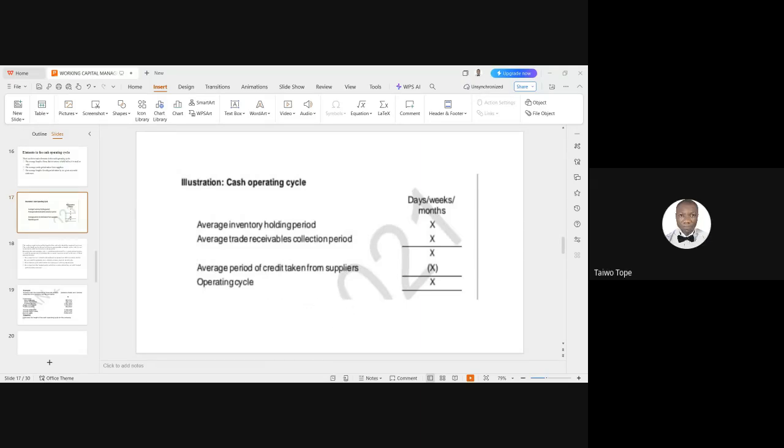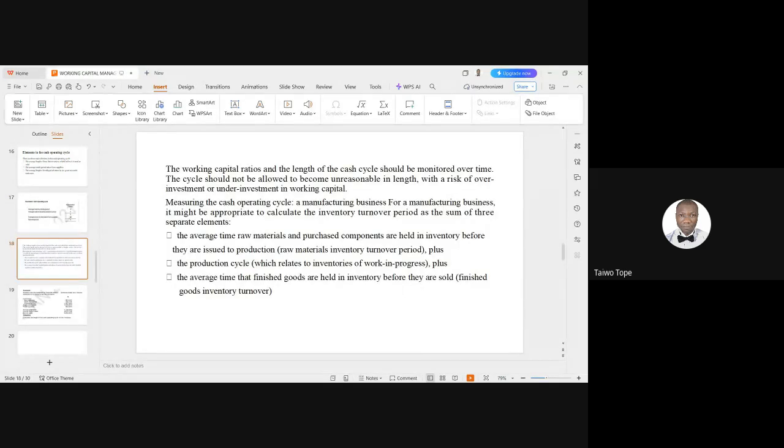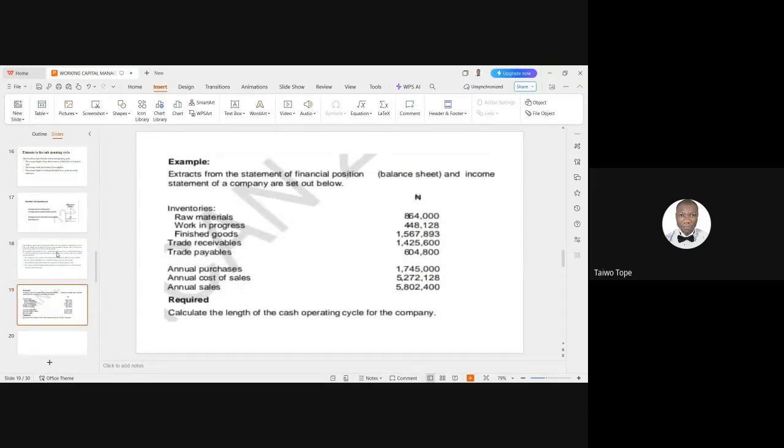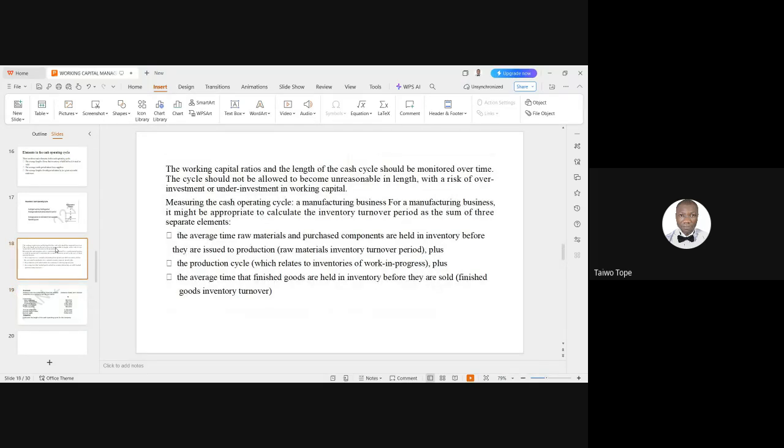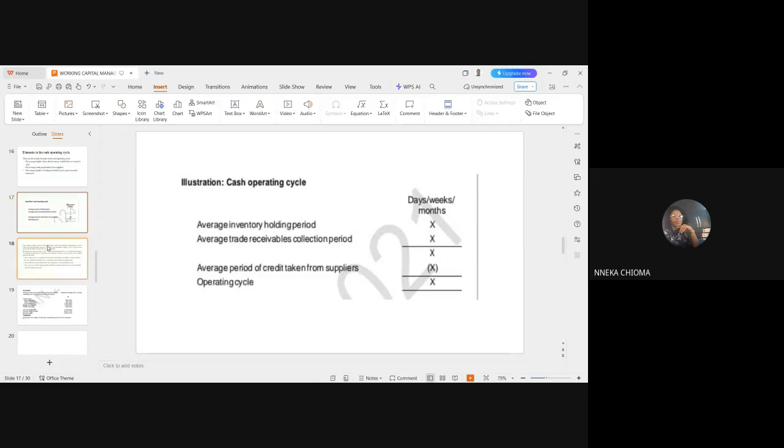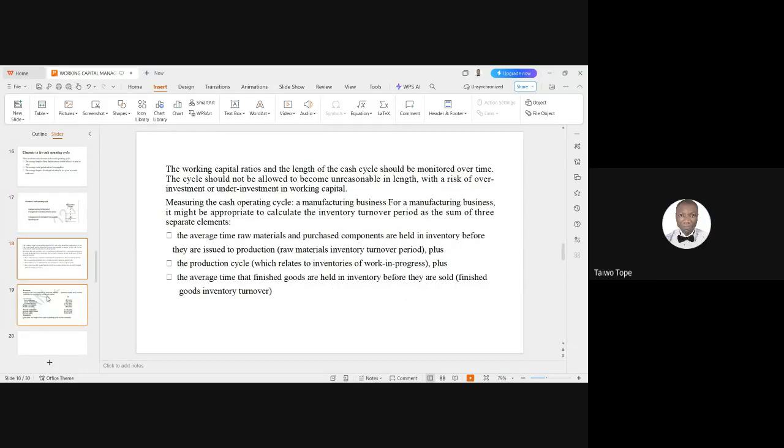So some questions, we give you variables in weeks, days, months, years. Once you are given, you check. It's not every time they will give you in years. So once they give you in weeks, you work based on weeks. How many weeks do we have in a year? 52 weeks. Fine. Once they give you in weeks, you work based on weeks.